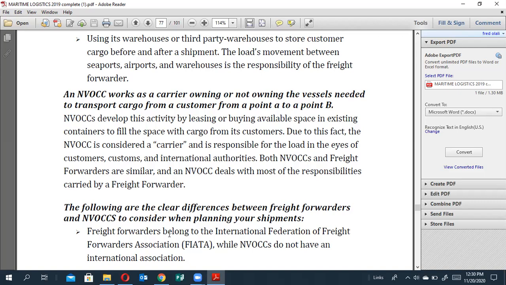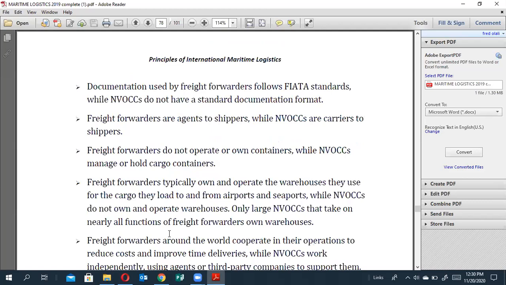Now, the following are the clear differences between the freight forwarder and NVOCC to consider when you are planning your shipment. A freight forwarder belongs to the International Federation of Freight Forwarders Associations. So they have their own association known as FIATA, while NVOCCs do not have an international association. Note that. Documentation used by freight forwarders follows FIATA standards, while those used by the NVOCC do not have a standard documentation format. So they can come up with their own formats. Freight forwarders are agents to shippers, while NVOCCs are carriers to shippers. Get that? One is an agent to shippers, one is a carrier to shippers.